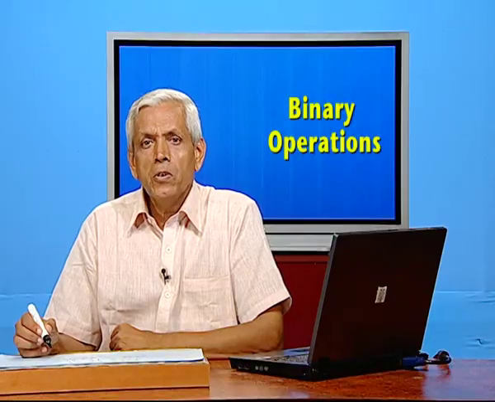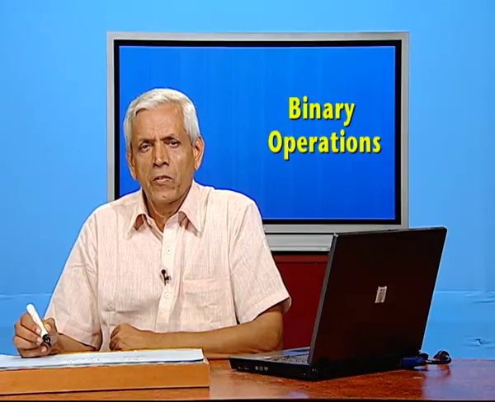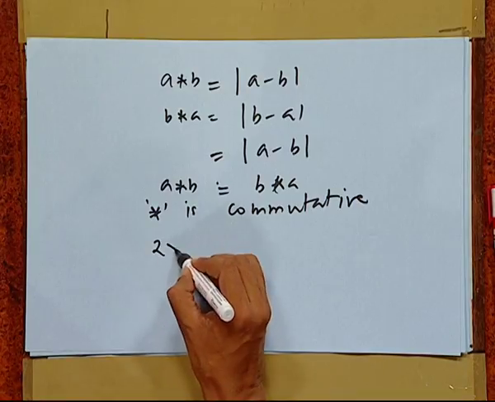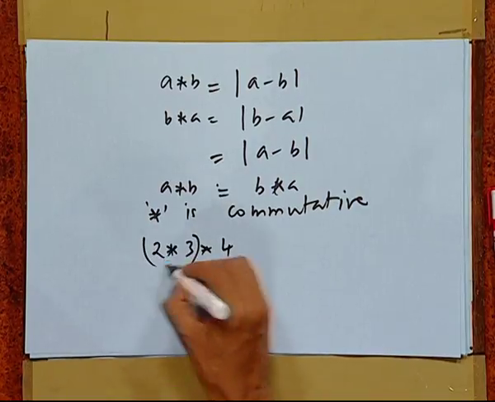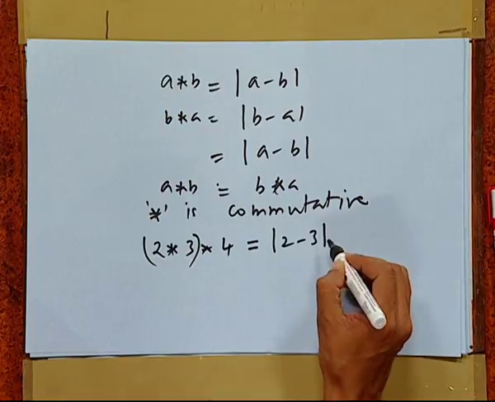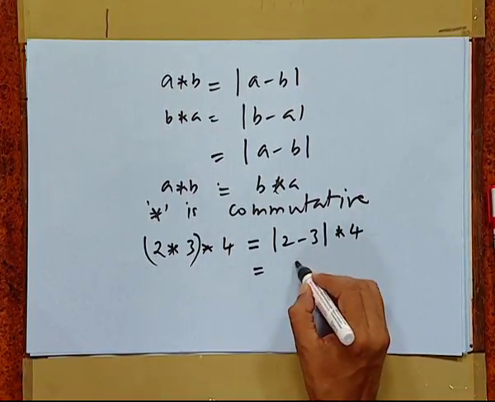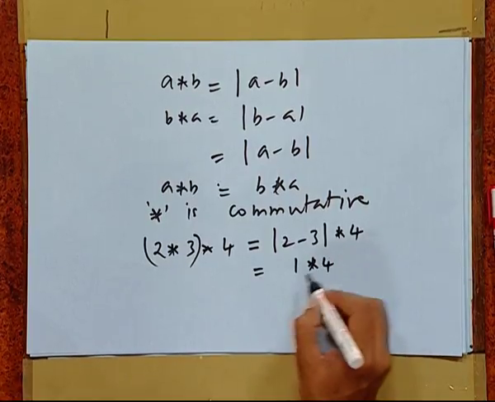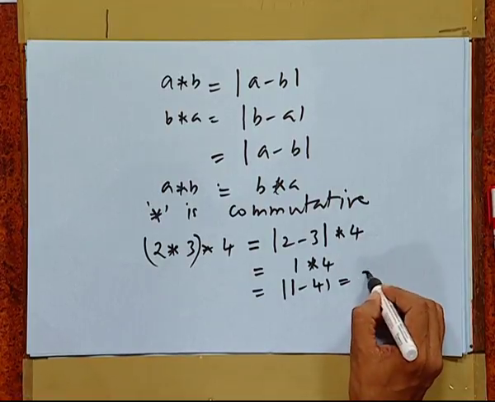Now, we have to show that star is not associative. For that, we will search for a counter example. Let us take (2 star 3) star 4. This is mod 2 minus 3 star 4, that is 1 star 4, that is mod 1 minus 4, that is 3.